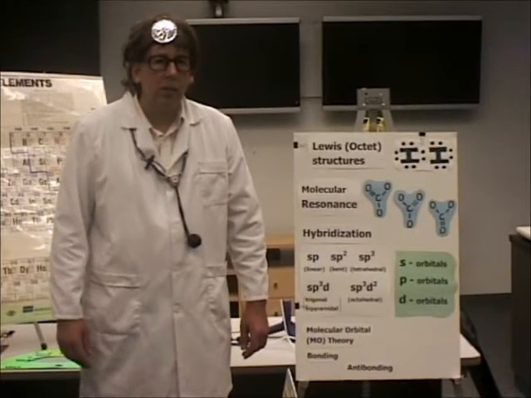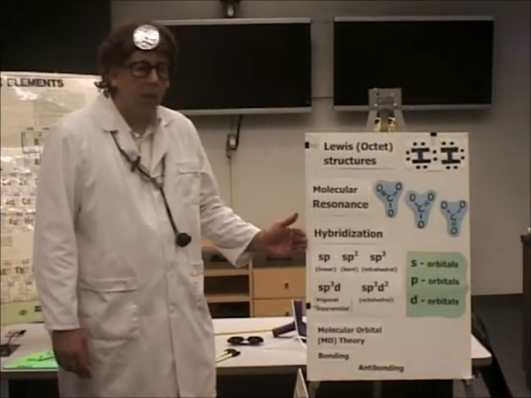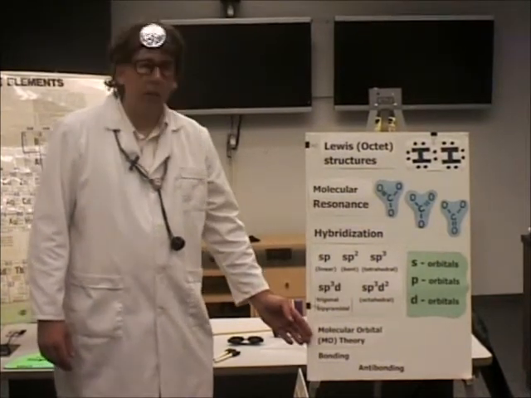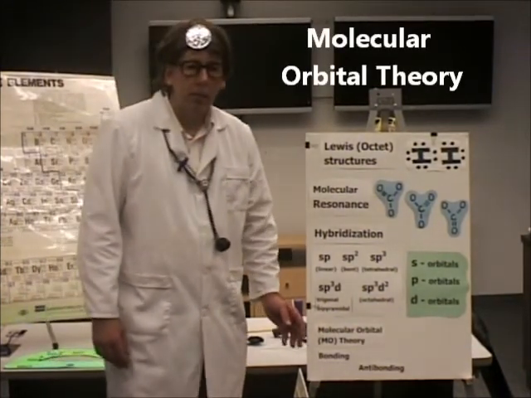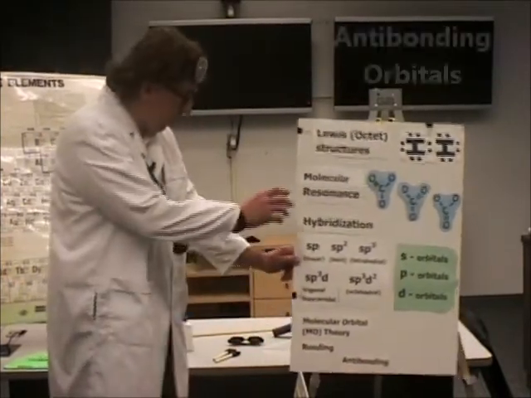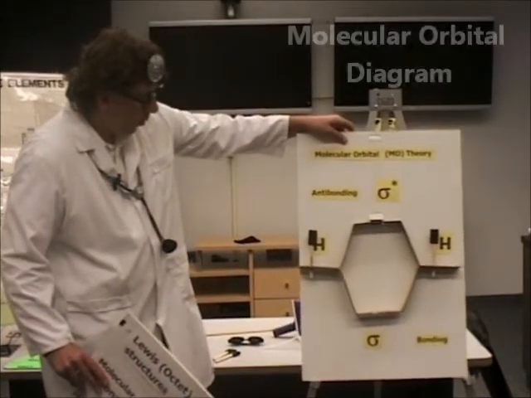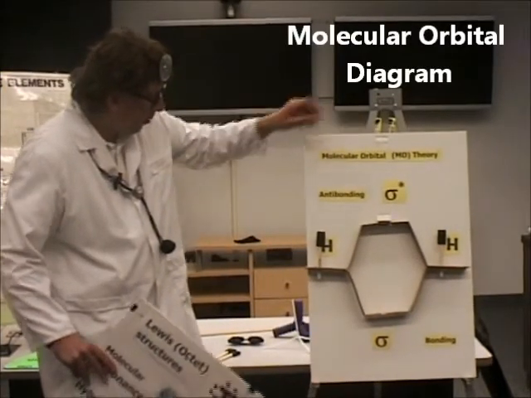We were talking about Lewis structures and molecular resonance, hybridization. Wanted to talk now about molecular orbital theory. All right, so we're going to be creating bonding and anti-bonding orbitals. I've got a molecular orbital diagram here, and we're going to play with hydrogen and helium.